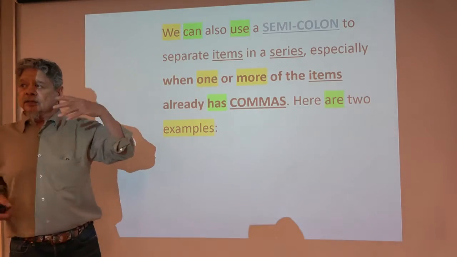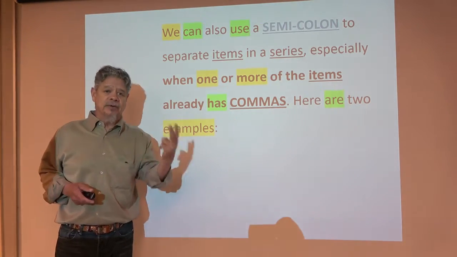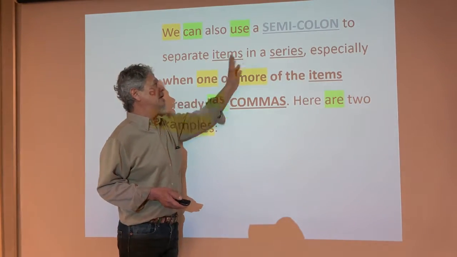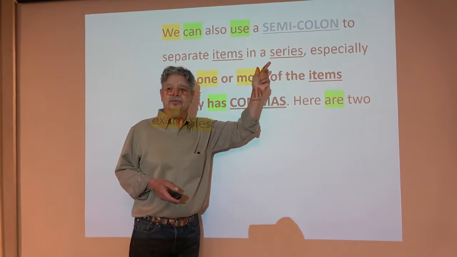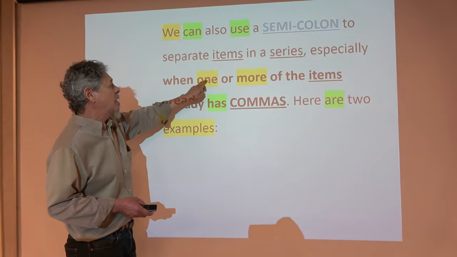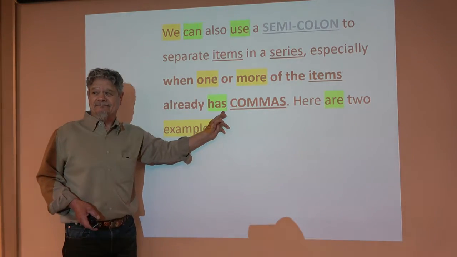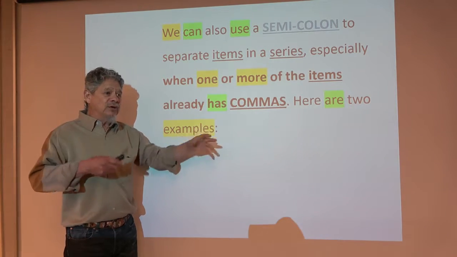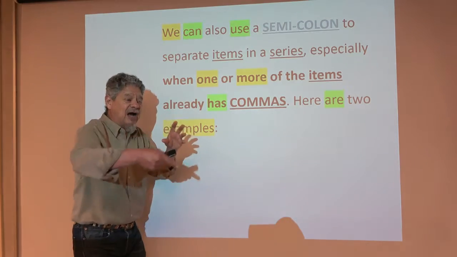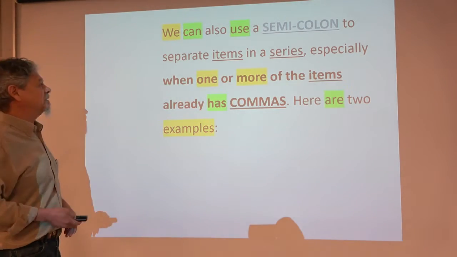Now, there are two other uses of the semicolon that I want to show you. And one is when there is a series, but a different kind of series. A series where one or more of the items already has commas inside. And so to put commas separating them becomes awkward. So I want to show you two examples.